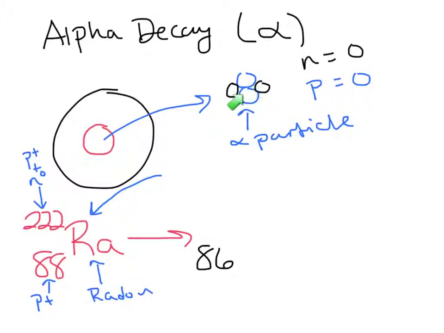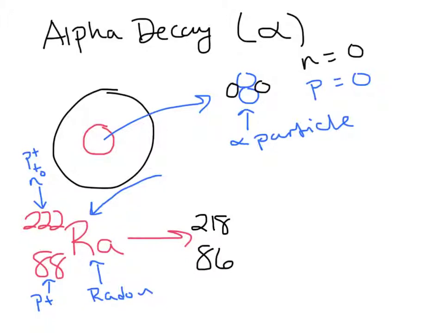So if it lost two protons and two neutrons, that's a total of 4. In other words, its mass number should now go down by 4. So all you do is take 222 minus 4, and you end up getting 218. And so how do you know what this new thing is?